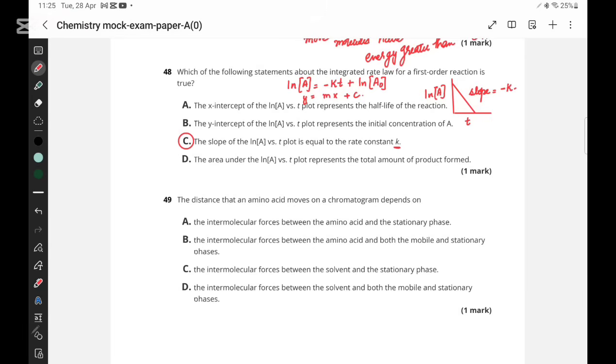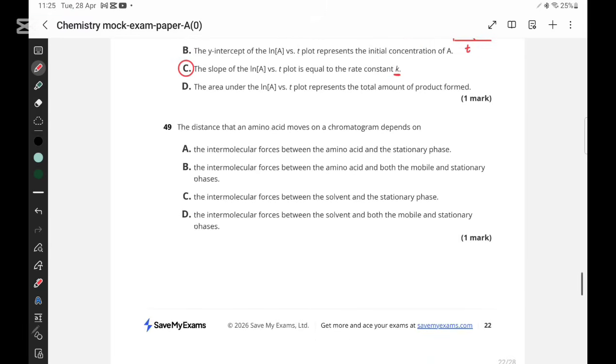The distance that an amino acid moves on chromatograph depends on the size of amino acid. First of all, if size is smaller, it would travel further. It would also depend on the polarity of amino acid. If it is more polar, then it's going to travel further. The other thing it is going to be dependent on is the solubility of amino acid in mobile phase. Mobile phase is the one which is traveling upward.